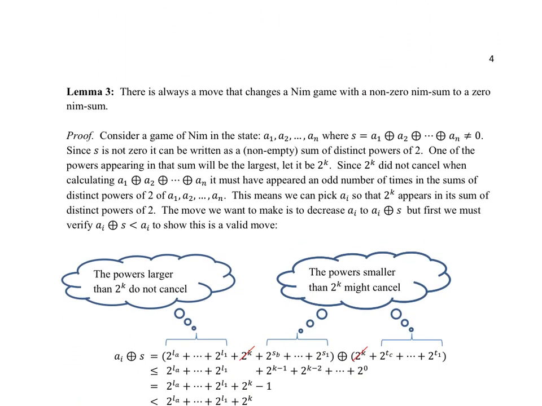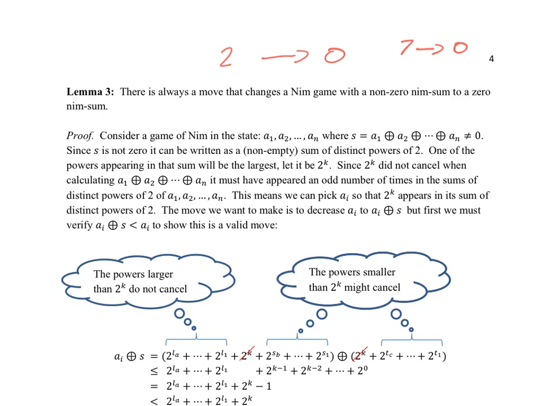Okay, so the next lemma that we want to discuss. We just discussed that when we make a move, the nim sum changes. This next lemma says that there's always a move that changes a non-zero nim sum to a zero sum. So if you have something like 2 in your nim sum, you can change that to 0. There is a move that does that for you. If you have 7, something other than 0, you can change it to 0, and so on.